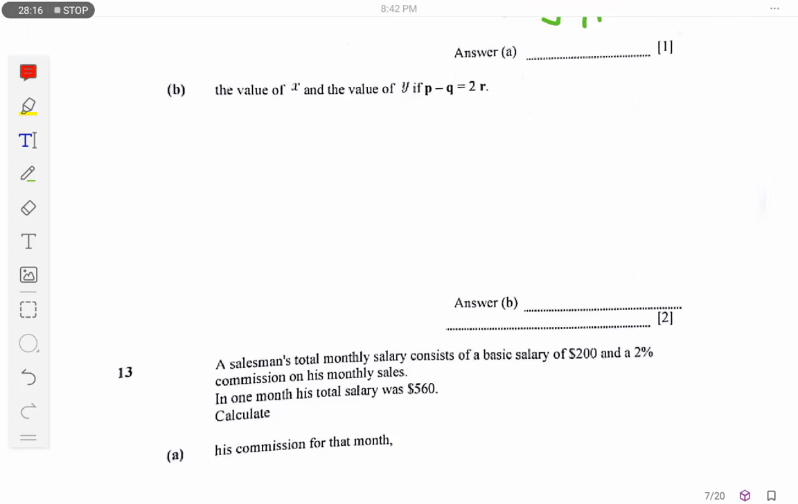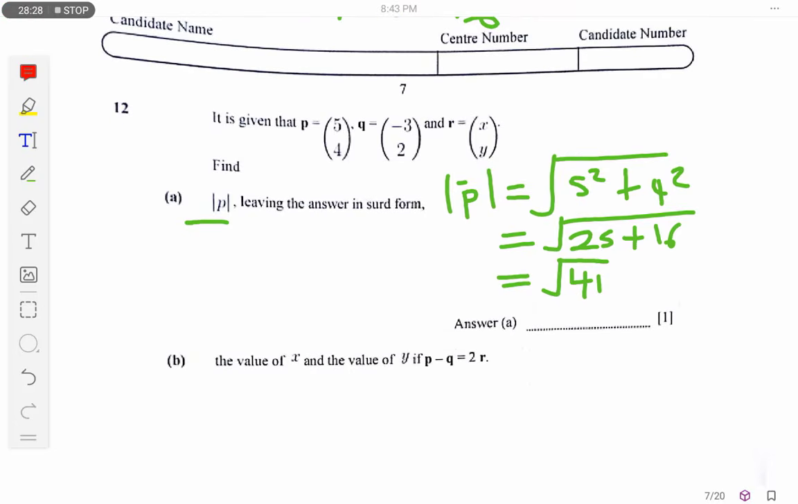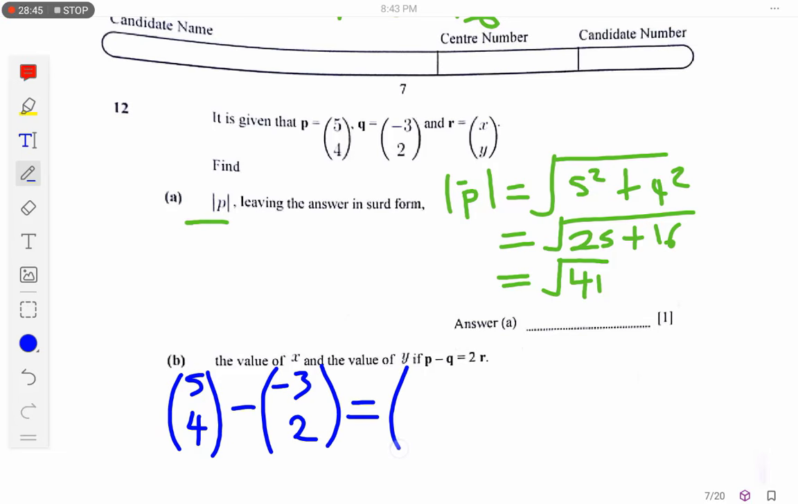The next question is asking us to find the value of x and the value of y, given that p minus q is equal to 2r. Okay, so this is our p, our q, our r there. So let's do that. It's going to be p, so we say 5, 4, minus q, that's minus 3, 2, is equal to 2r, 2 times r, x, y, like that.